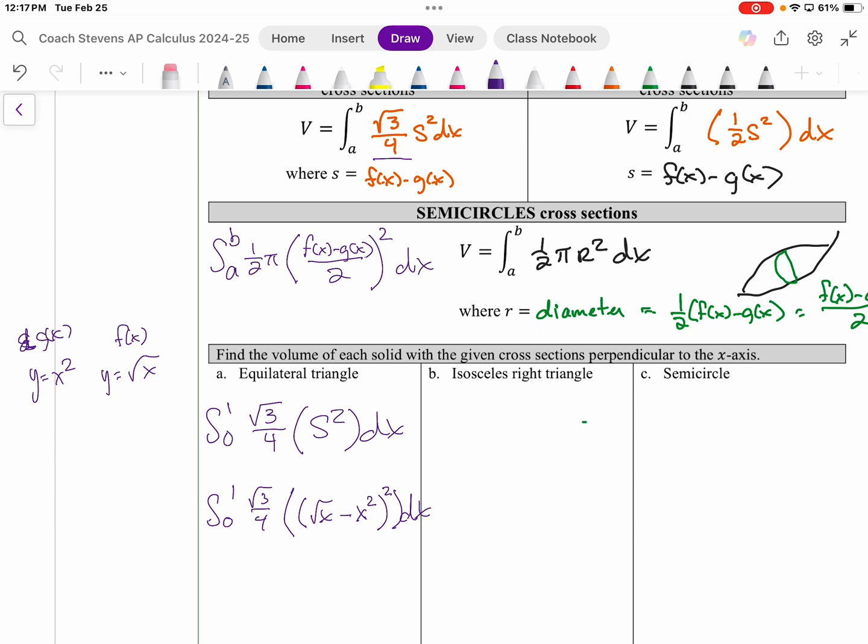Again, if you want to pull the square root of 3 over 4 out front, you can do that. Just make sure that you multiply your final answer by the square root of 3 over 4 if you do pull it out front.